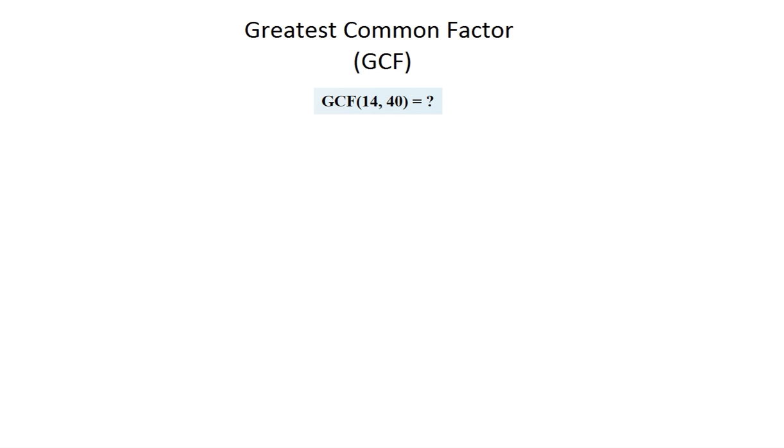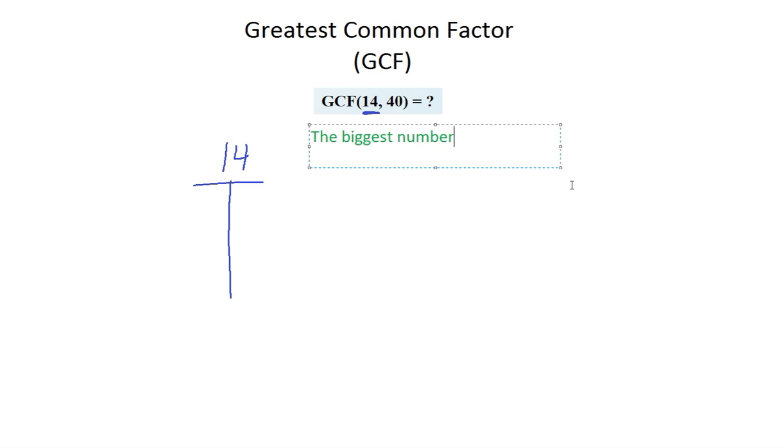Alright, here we go with another example. We're doing the greatest common factor of 14 and 40. And again, the way I like to do it, I'm gonna take the smaller number, 14, and I'm gonna find all the factors of 14, all the numbers that divide into 14. Let me type that up here again. The biggest number that goes into 14 and 40. That's really what we're looking for here.